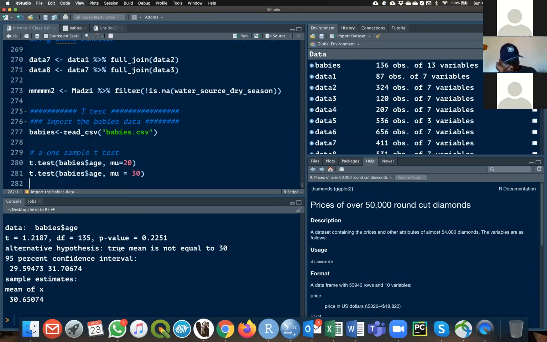And then if I run this, you find that the p-value is large. Once the p-value is large, it means we fail to reject our null hypothesis. Therefore, we will conclude that the true mean is equal to 20.